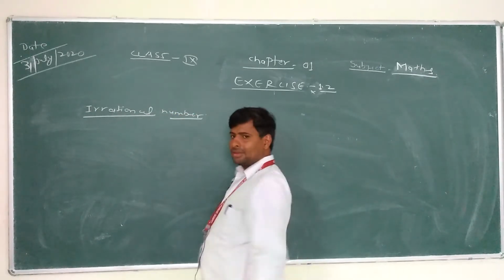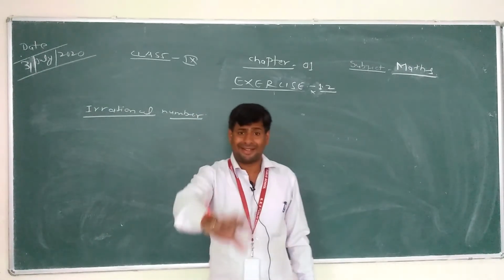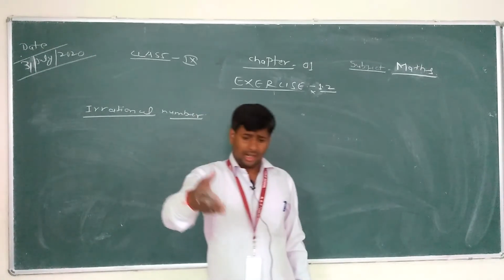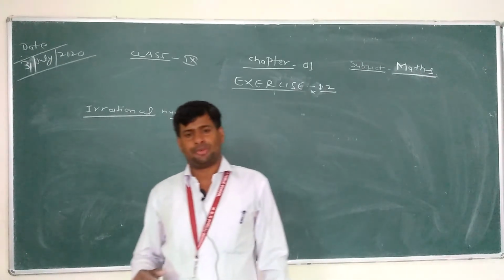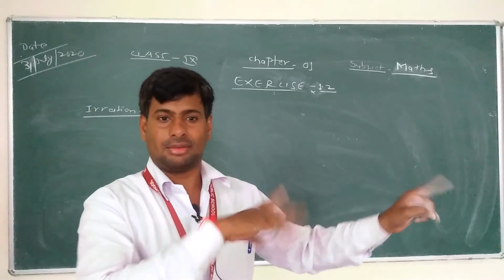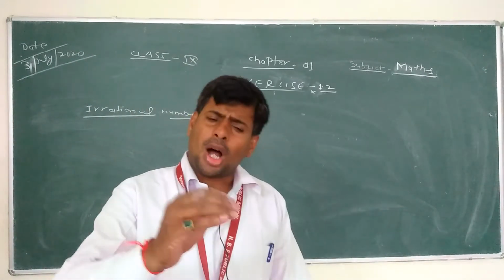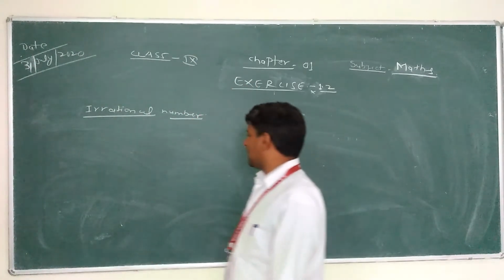In class 8, you can confirm about how can we represent rational number on a number line. Just like 1 by 2, we can change it to a decimal, that is 0.5. You can easily represent 0.5 on number line. That's clear. But how can we represent irrational number on number line? That we can explain.